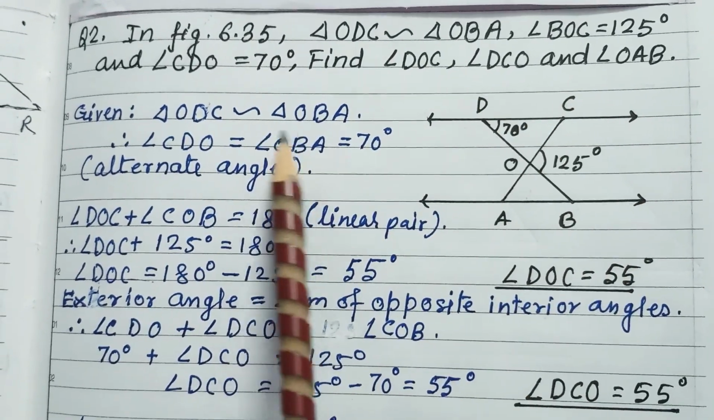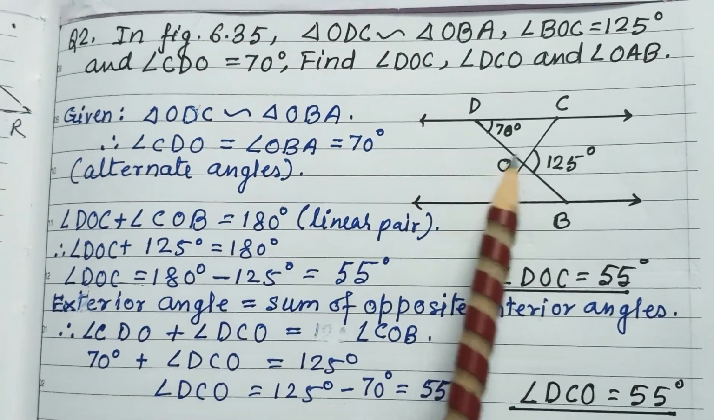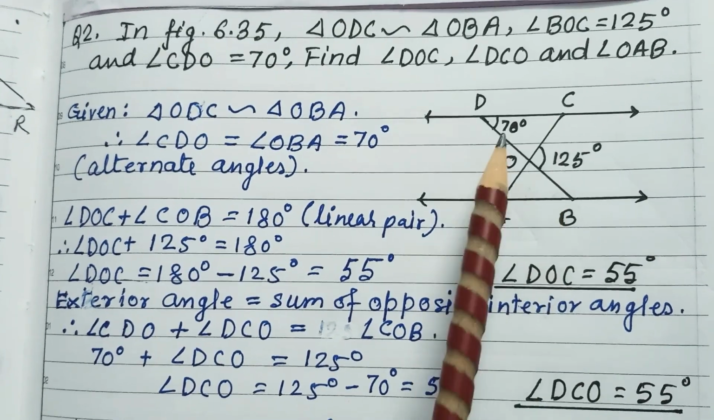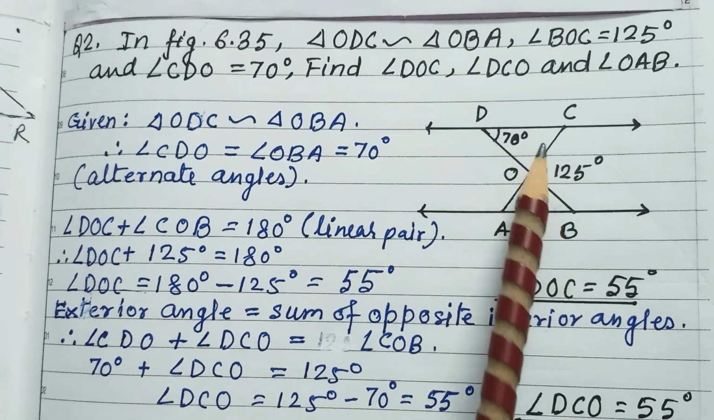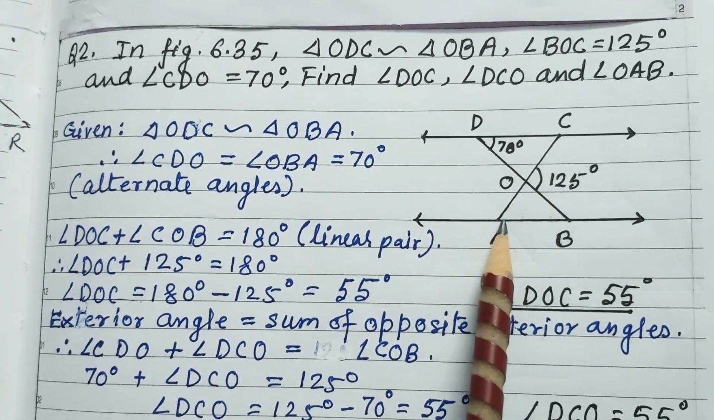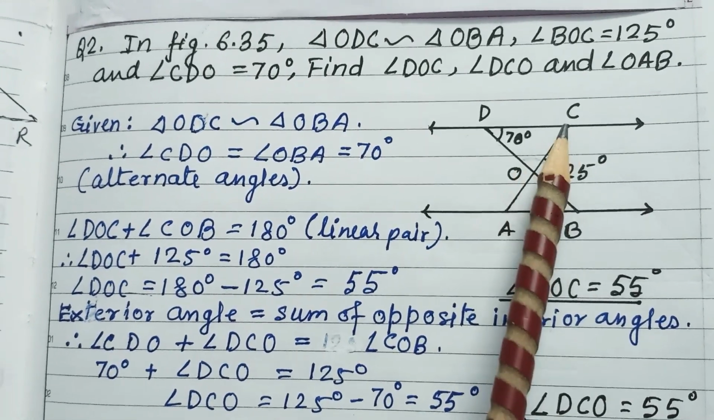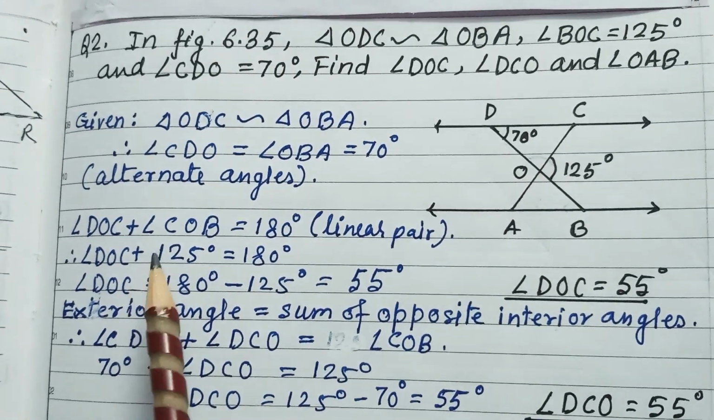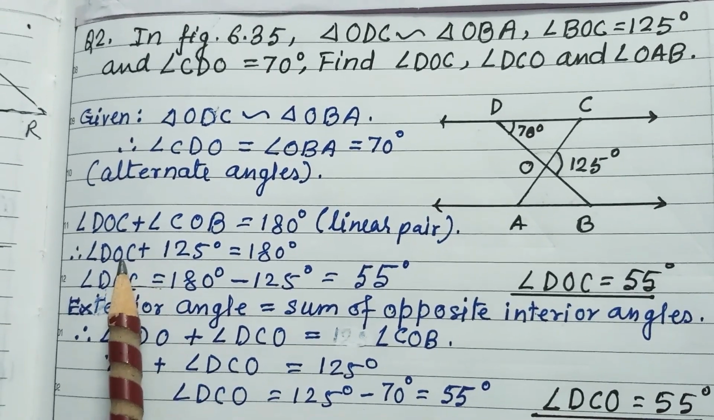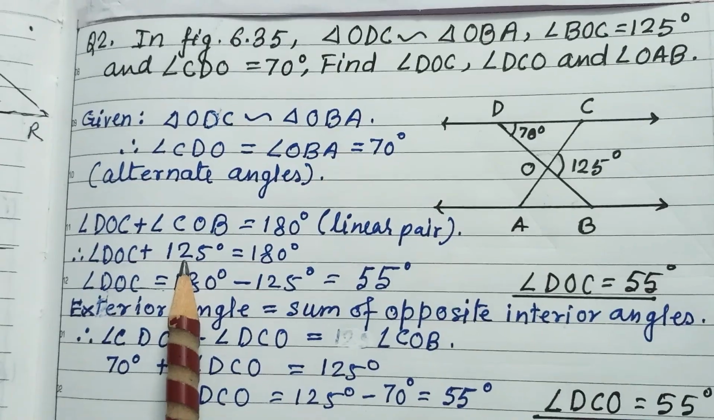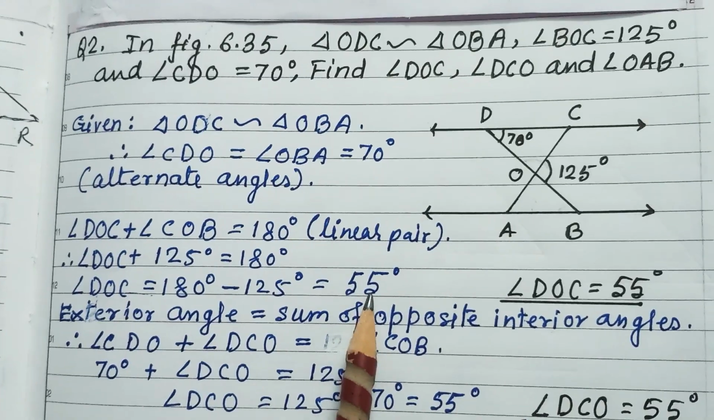Now as the two triangles are similar, so we can write that angle B is 70 degrees, because in alternate angles these two are 70 degrees, and angle C is equal to angle A. Now from here it is a linear pair. So COD, or DOC, plus 125 degrees is equal to 180 degrees. It is a linear pair. So DOC is equal to 55 degrees.